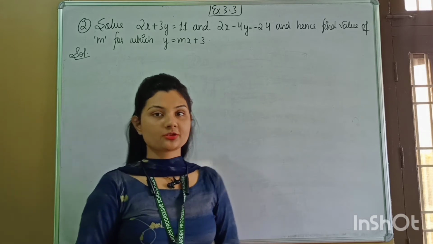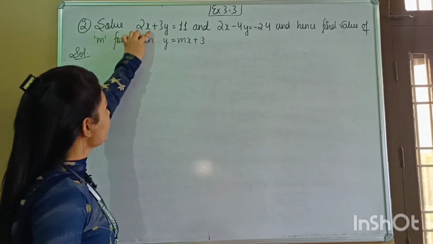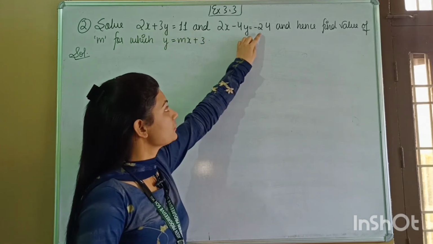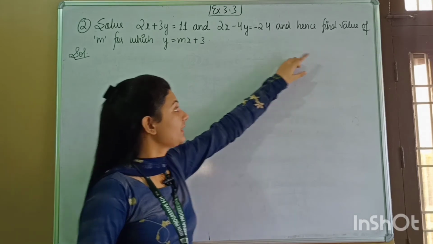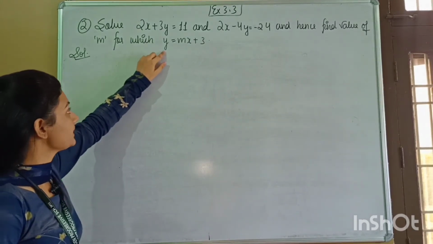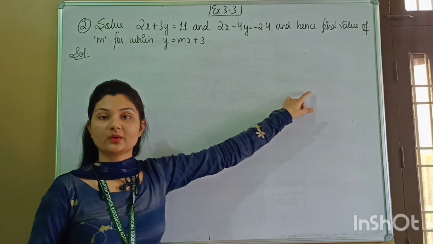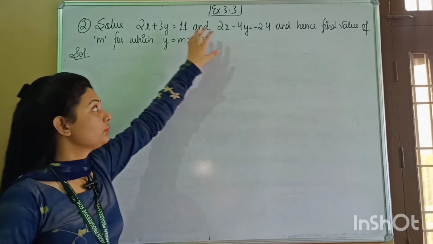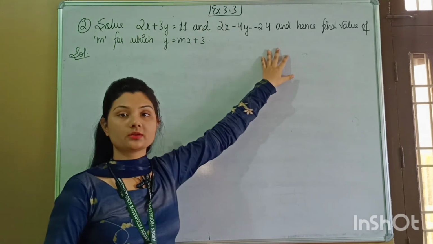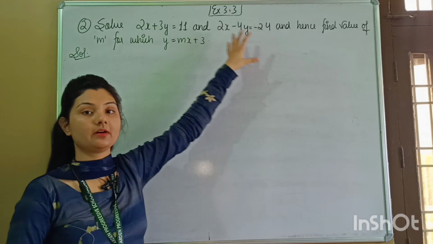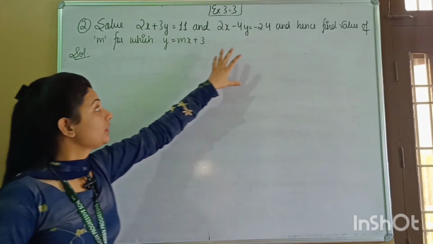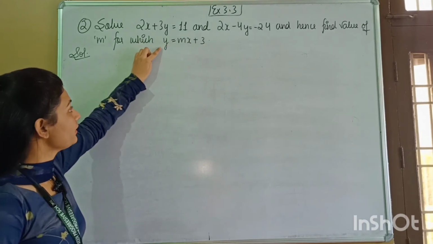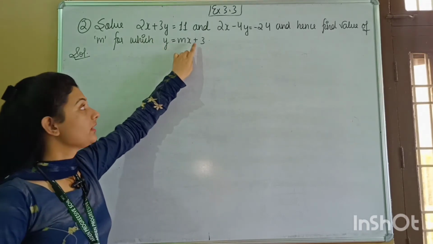See, now the second question is: solve 2x plus 3y is equal to 11 and 2x minus 4y is equal to minus 24, and hence find the value of m for which y is equal to mx plus 3. See, what is given here? Again, two linear equations are given. First of all, we have to solve these two equations and find the values of x and y from here, and then one equation is given, that is y equals mx plus 3.